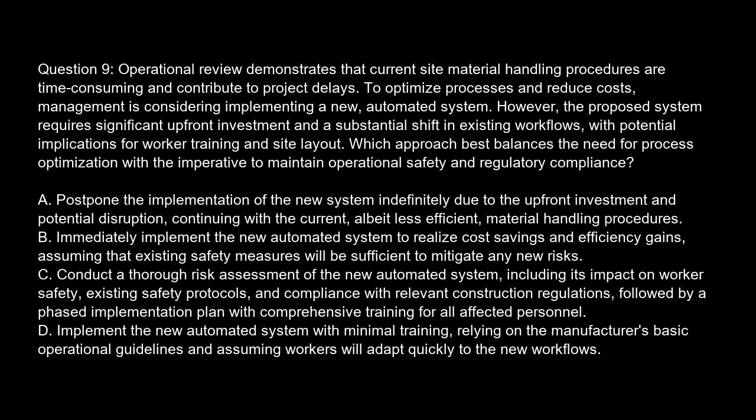Option A. Postpone the implementation of the new system indefinitely due to the upfront investment and potential disruption, continuing with the current, albeit less efficient, material handling procedures. Option B. Immediately implement the new automated system to realize cost savings and efficiency gains, assuming that existing safety measures will be sufficient to mitigate any new risks. Option C. Conduct a thorough risk assessment of the new automated system, including its impact on worker safety, existing safety protocols, and compliance with relevant construction regulations, followed by a phased implementation plan with comprehensive training for all affected personnel. Option D. Implement the new automated system with minimal training, relying on the manufacturer's basic operational guidelines and assuming workers will adapt quickly to the new workflows.